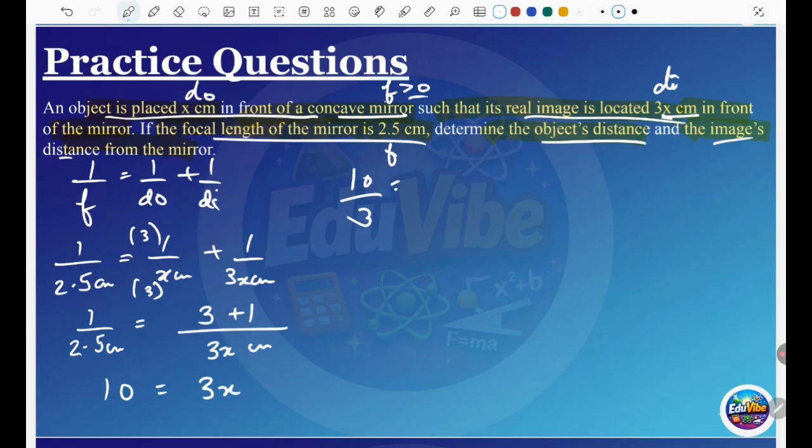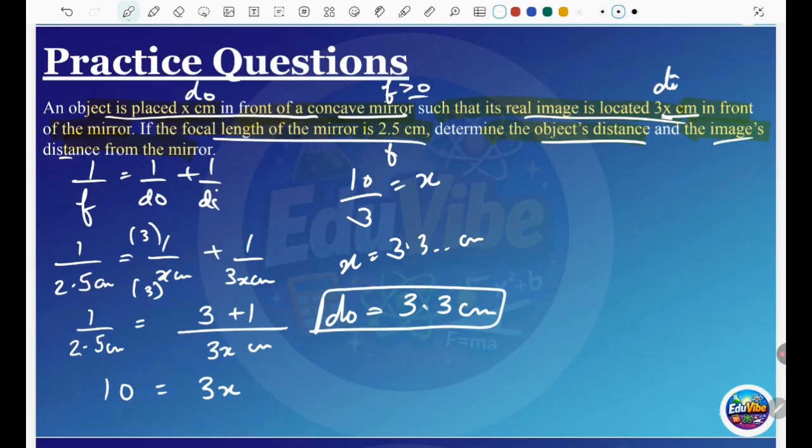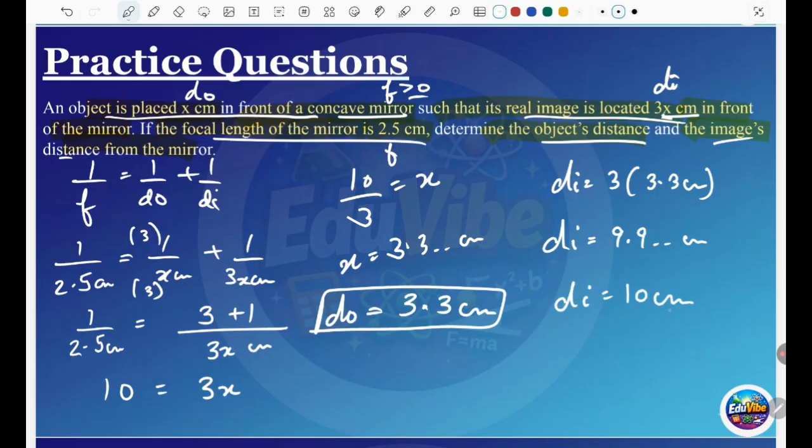So 10 divided by 3 is equal to x, and you have about 3.3 repeating centimeters, which means your DO is 3.3 centimeters. And for DI, you just put x equal to 3.3 centimeters in that 3x, and you will get the answer 9.9 something, which is 10 centimeters. So this is your DO, which is equal to x. This is DI, which is equal to 3x.